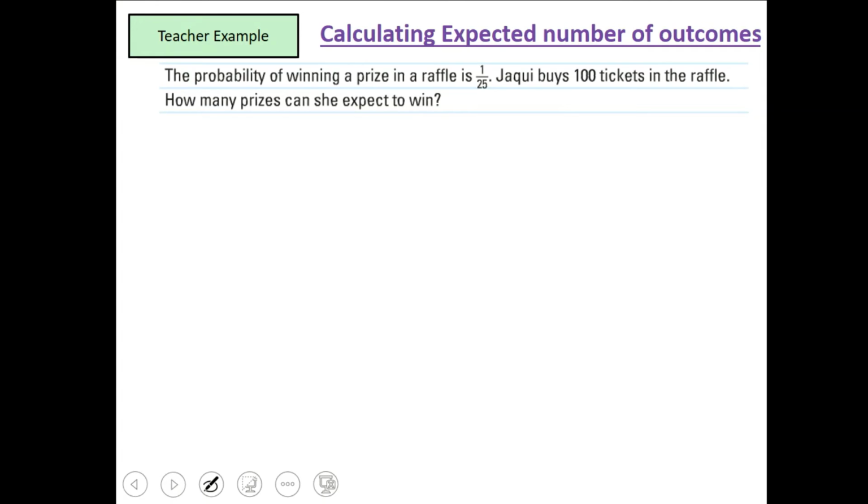Okay, calculating expected number of outcomes. The probability of winning a prize in a raffle is 1 out of 25. Jack buys 100 tickets in the raffle. How many prizes can he be expected to win?